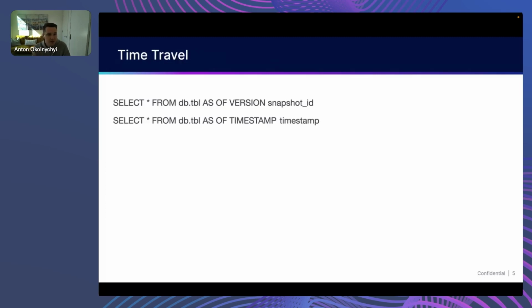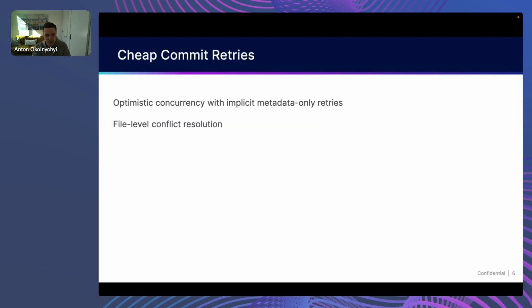As a consequence, you can also do time travel. So in your SQL queries, you can pick which version of the table you would like to select from. Iceberg relies on optimistic concurrency with a file-level conflict resolution mechanism. So if you have multiple operations that are trying to commit at the same time, Iceberg will implicitly check if those operations are in conflict. And the check is done at the file level, which allows us to modify the same partitions concurrently, as long as those operations are not in conflict.